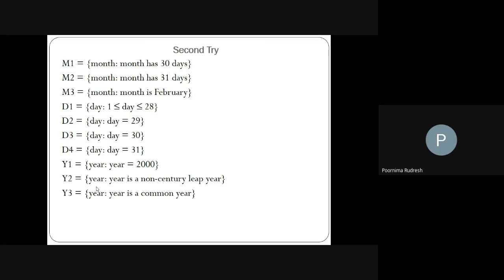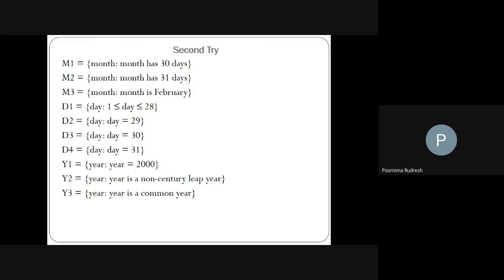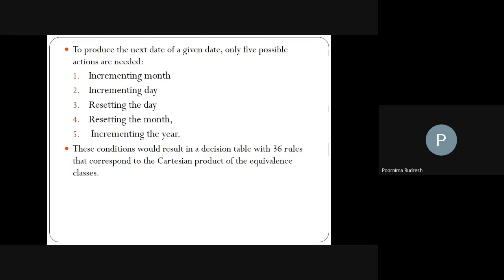That is the century year we are considering, and the other condition is Y2, which is the non-century leap year, and the third one is the year which is not a leap year. So here in the second try, what we have done is, the year which is defined in the first try is expanded into two more values, that is, the leap year and the non-century leap year, and the common year. So the year is expanded.